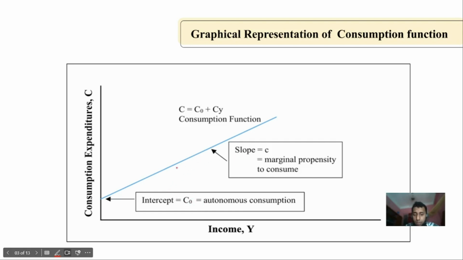The slope of the line c represents the marginal propensity to consume, MPC, which determines how much consumption increases with additional income. The consumption function is an upward sloping straight line, indicating a positive relationship between income and consumption.